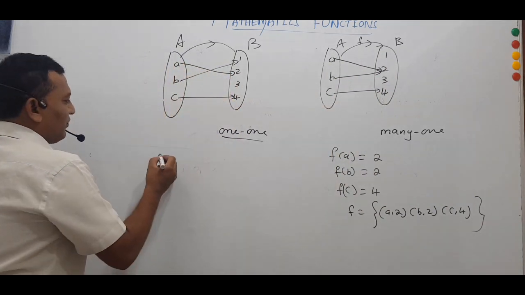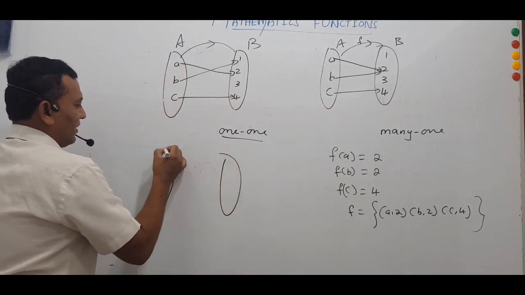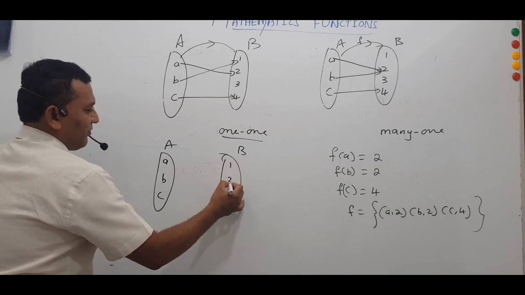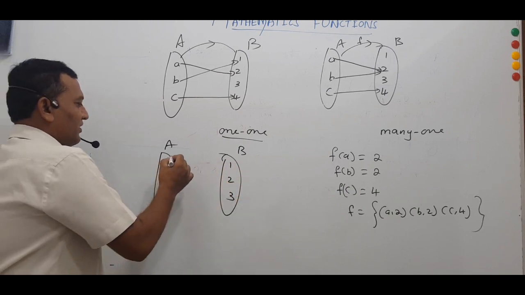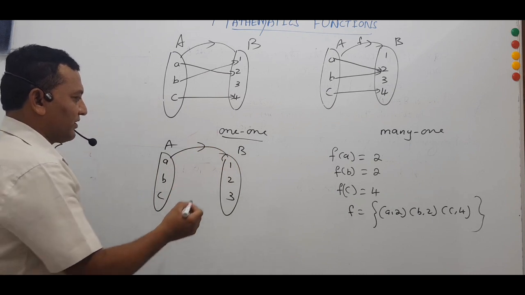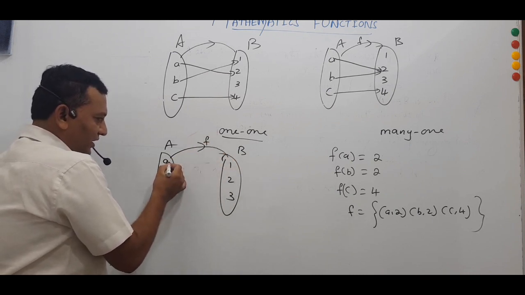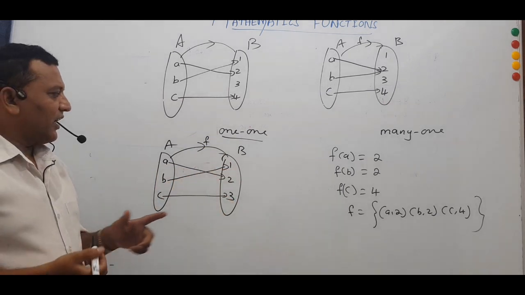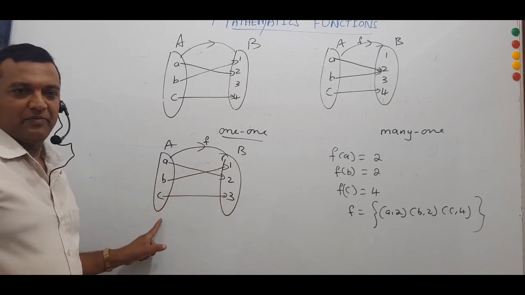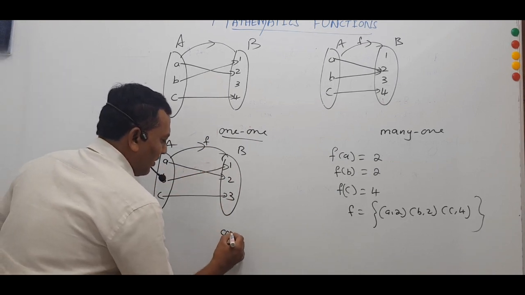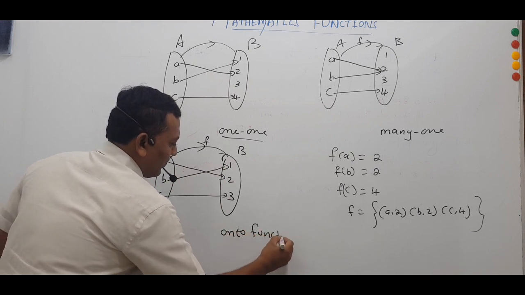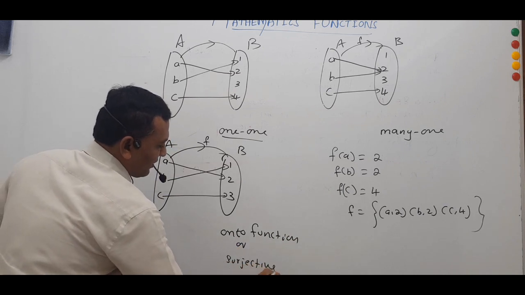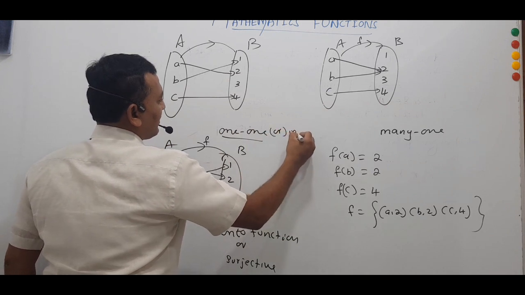Now, coming to onto function, we can consider the same A and B as two sets, A having elements a, b, c, B having elements 1, 2, 3. Now, a relation from A to B is said to be an onto function if distinct elements of A have distinct images in set B and distinct elements of B have distinct pre-images in A. Therefore, it is an onto function. Also, you can note here, onto function is also called a surjective function, and one-one function is also called an injective function.